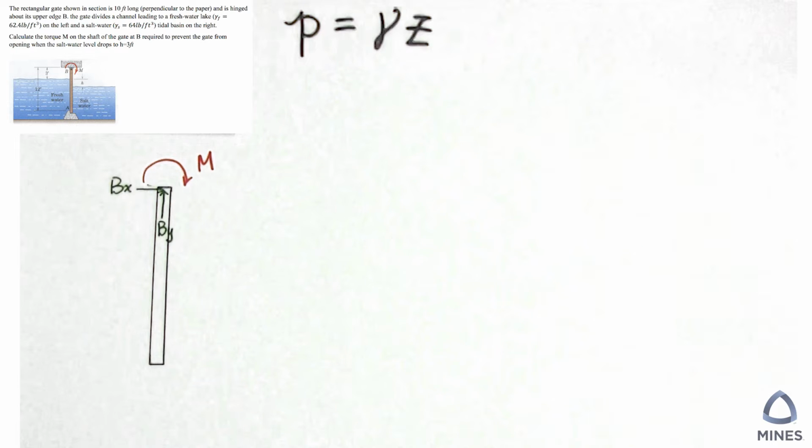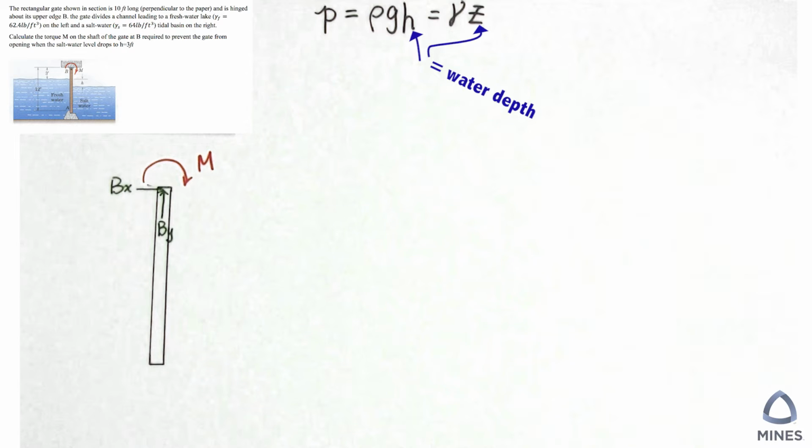Now let's take a look at this equation one more time. No matter whether it's rho g or gamma, they are going to be constant. The only thing that changes is going to be h and z. So what is the definition of h and z? That's going to be the depth of the water.